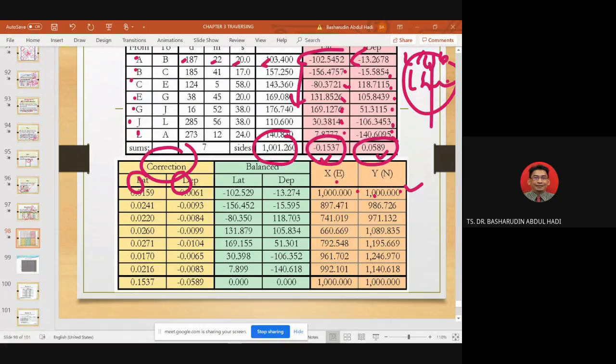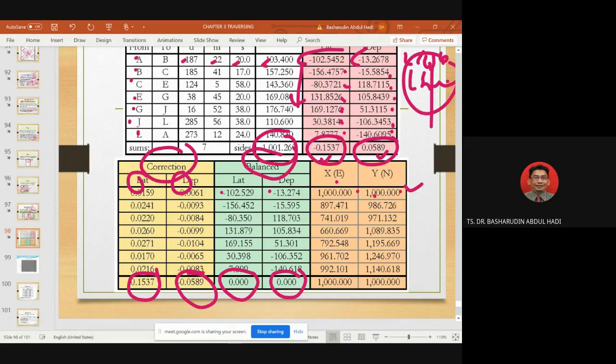Then they do the corrections using latitude and departure. When they have this correction, after they do the corrections, they still have an error, so again they do a balance. You get this value, so they add again, and you get 0, 0, balanced.